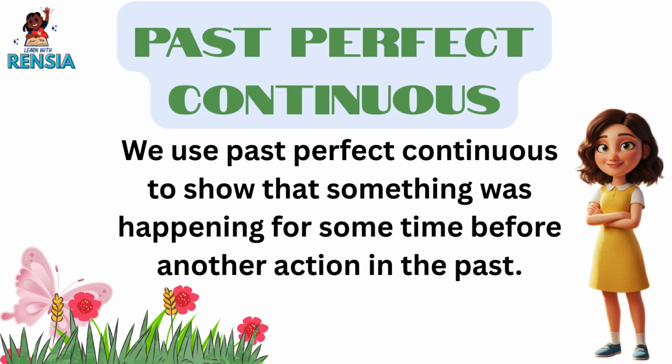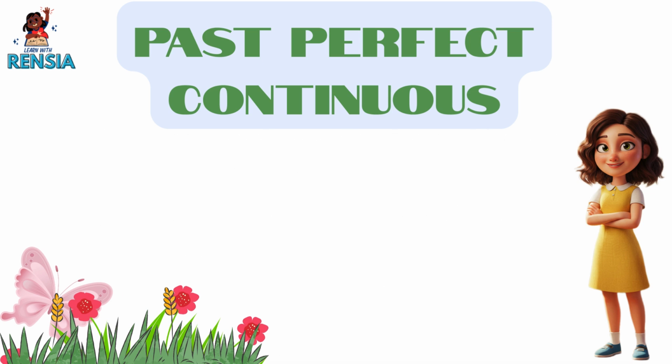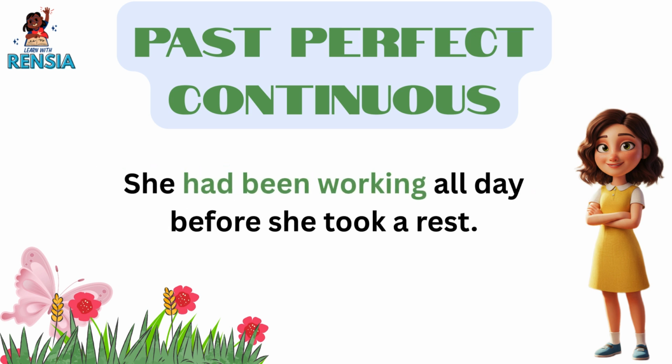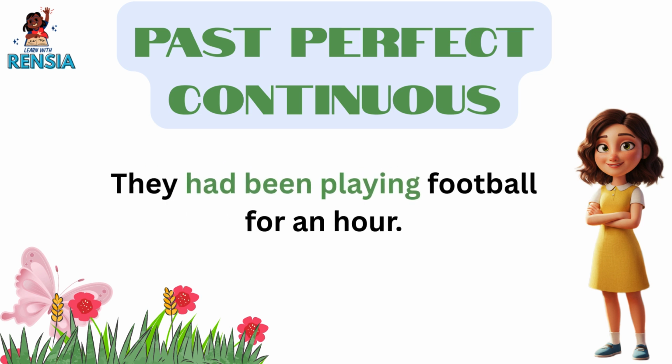Past perfect continuous. We use past perfect continuous to show that something was happening for some time before another action in the past. I had been studying for 2 hours before the test. She had been working all day before she took a rest. They had been playing football for an hour.